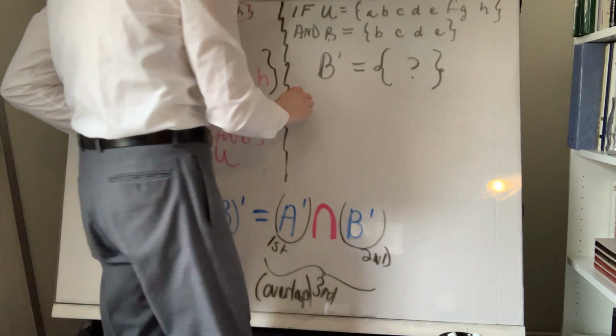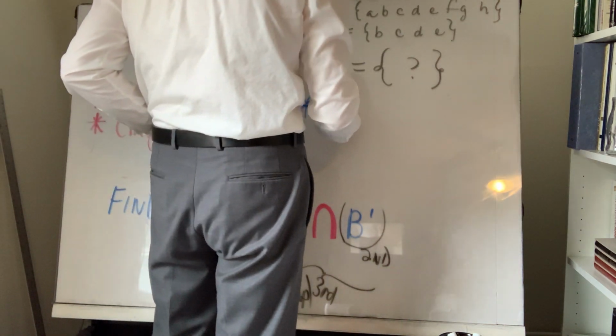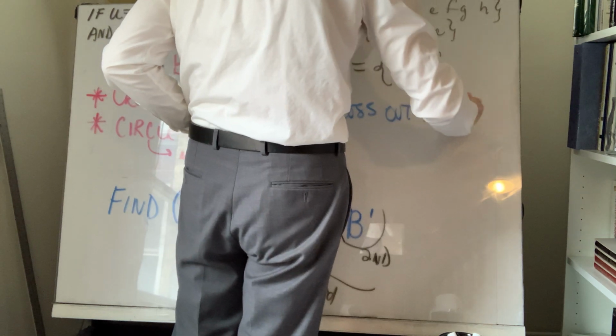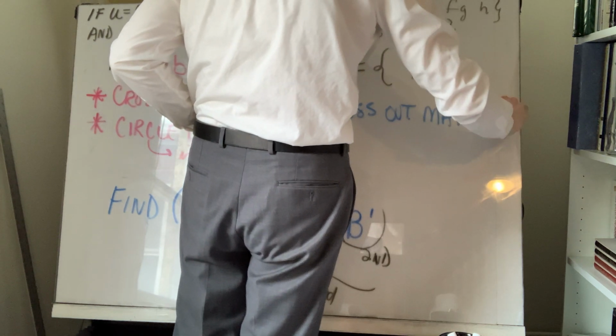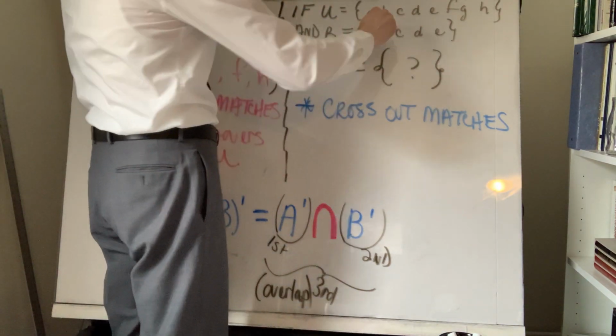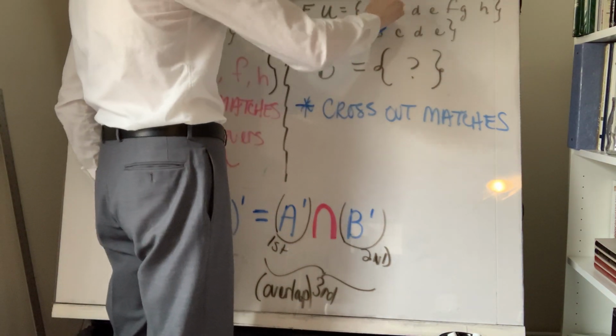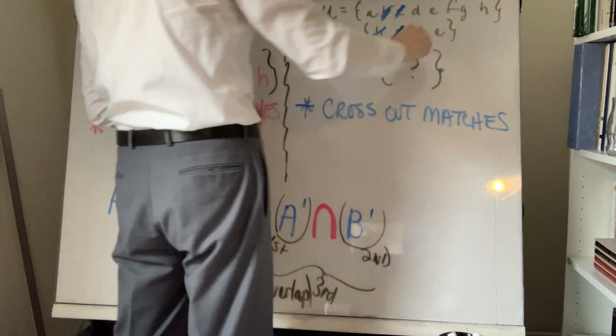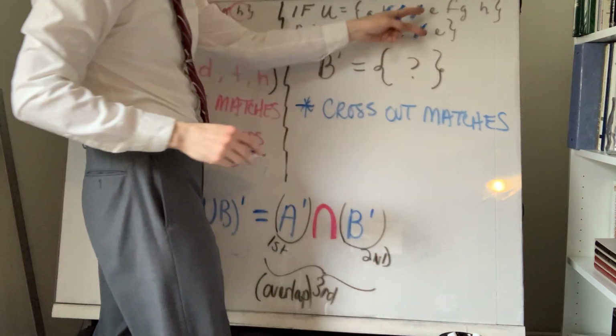So same process. We're going to cross out the matches here and here. Okay. All right. B is a match, goes away. C is a match. D is a match. And E is a match.